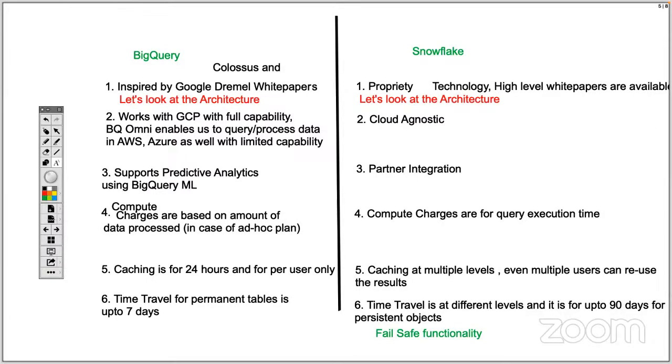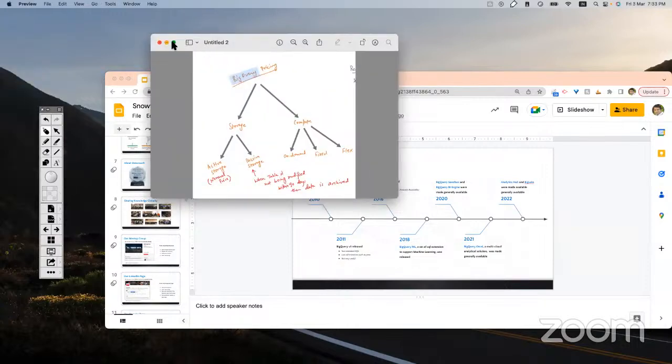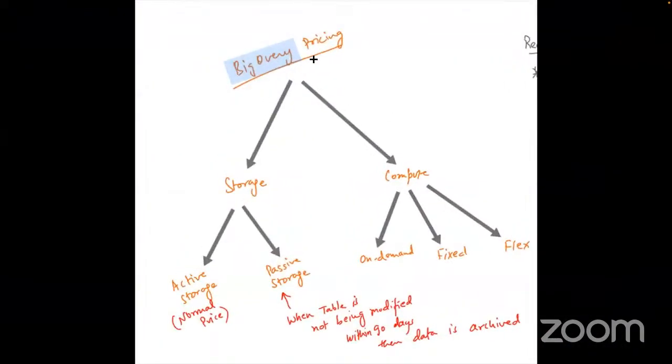There are two aspects. One is called storage pricing. Another one is called compute pricing. Let's say if we talk about storage pricing, let me show you. Let me open the pricing part. This whiteboard will help you in understanding how this is organized. So you can say BigQuery pricing. When you say BigQuery pricing, there are two things. One is storage pricing and another one is compute pricing.